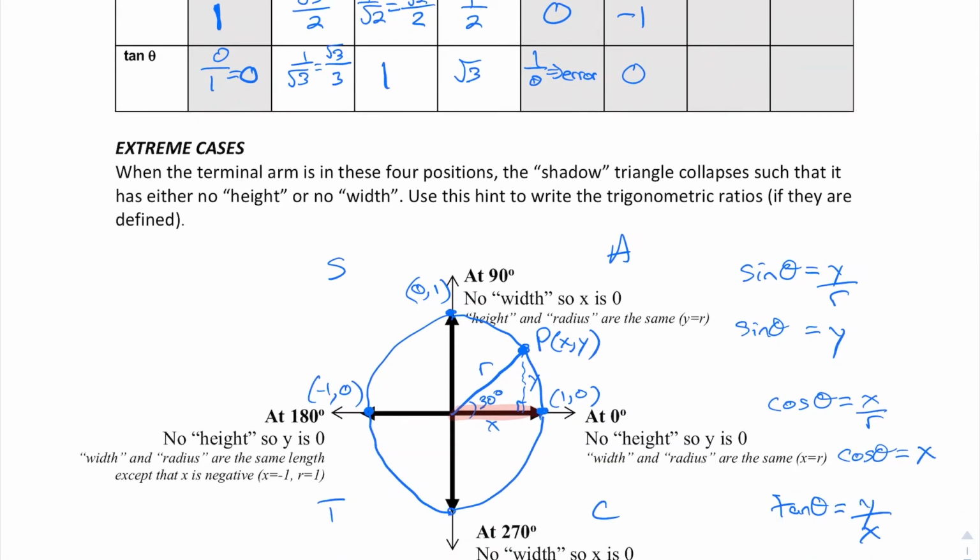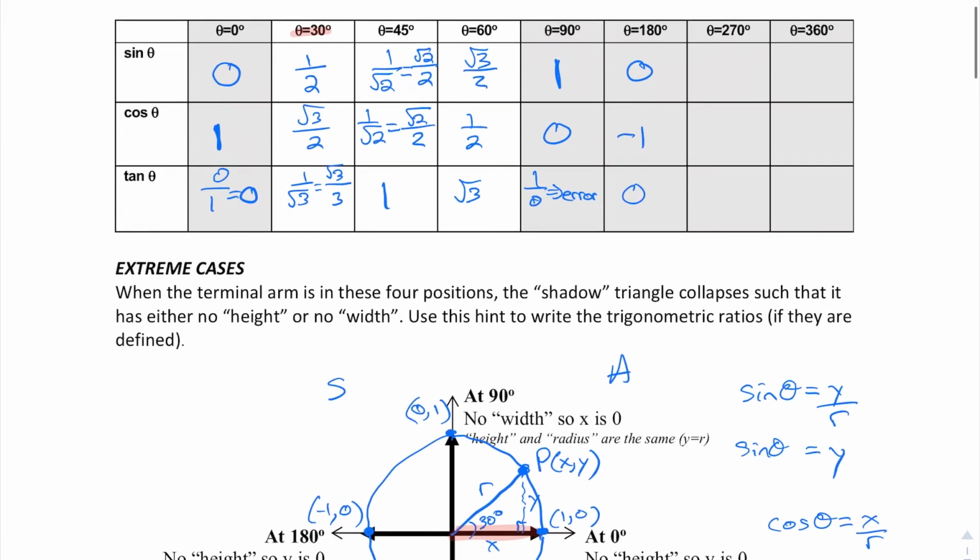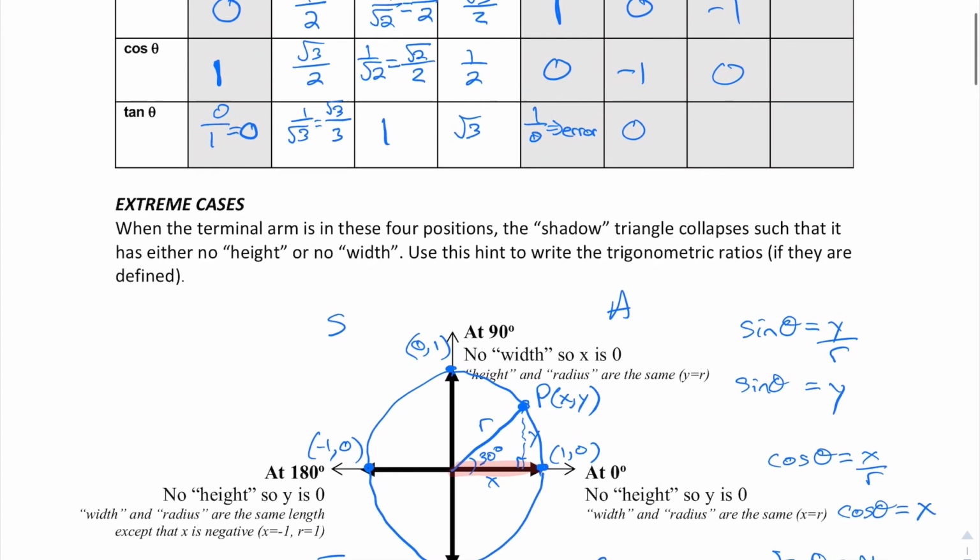So see if you can figure out the next two. If you want, you can pause this. Otherwise, try it yourselves. So this one's going to be 0 and -1. So this one's going to be y is -1, x is 0. And then what happens again here for tangent, if I have y divided by x, that's just going to be an error. So this is -1 divided by 0. Again, it is an error.